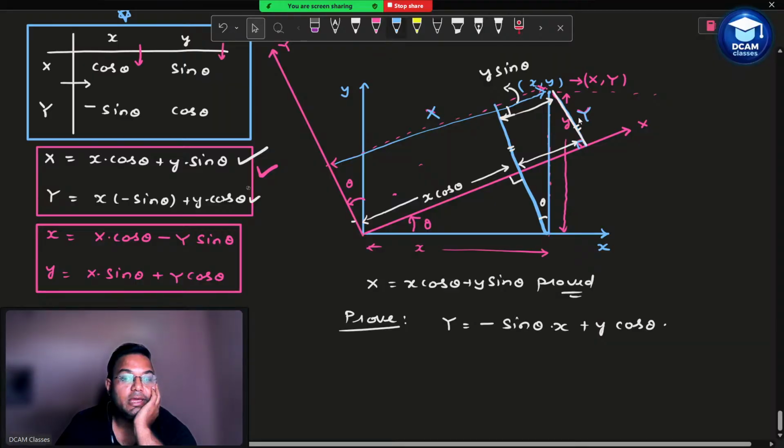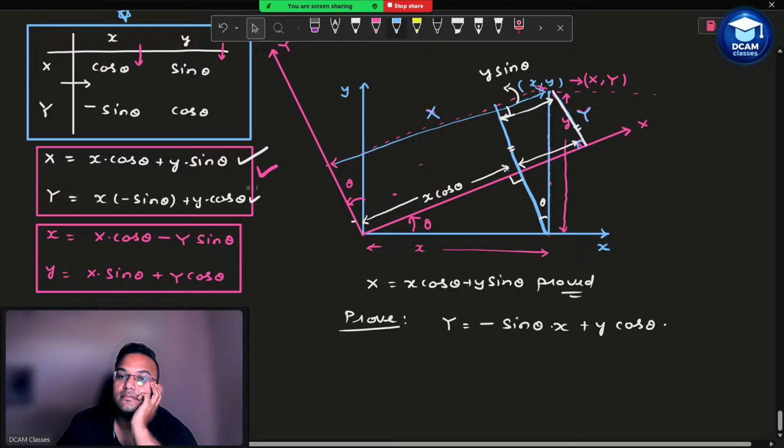Now what would be capital X? Capital X would be this distance, the point from this new y-axis. Now if you draw a triangle, this angle is theta, this is 90, this is theta, so this will be theta. This is x, so it will become x cos theta.